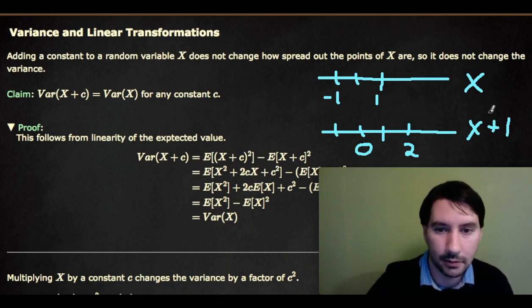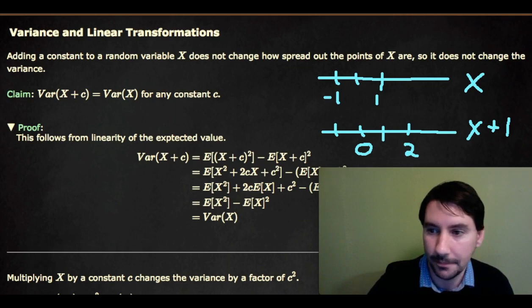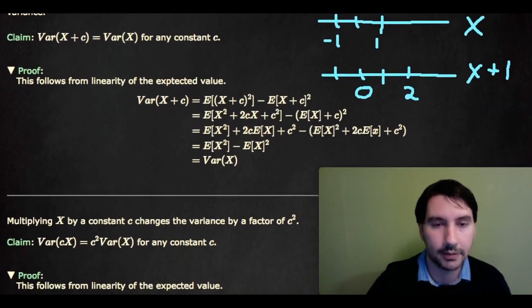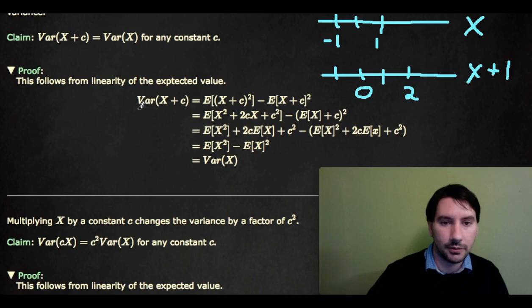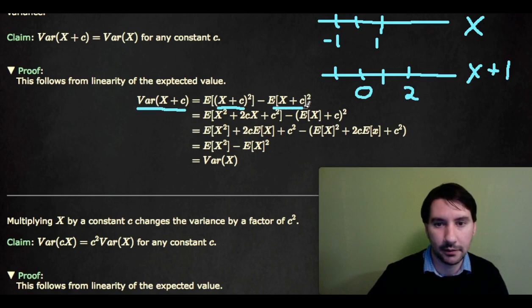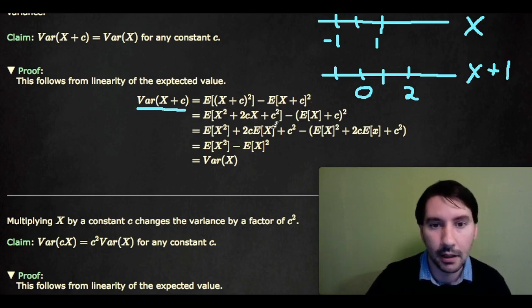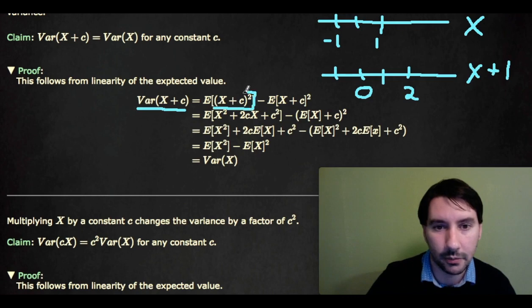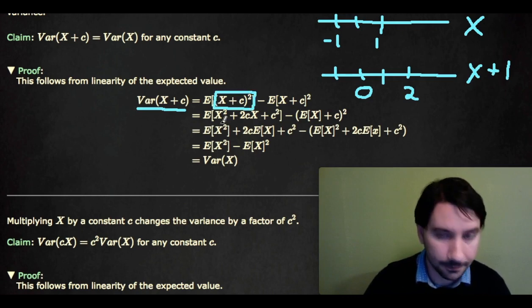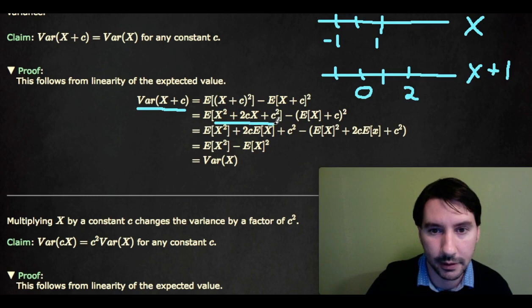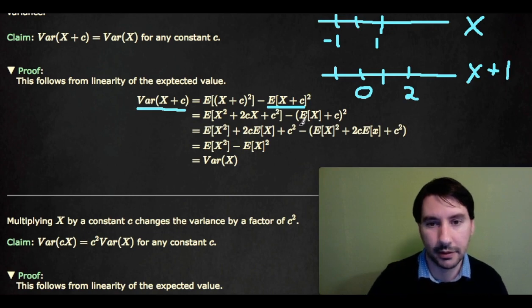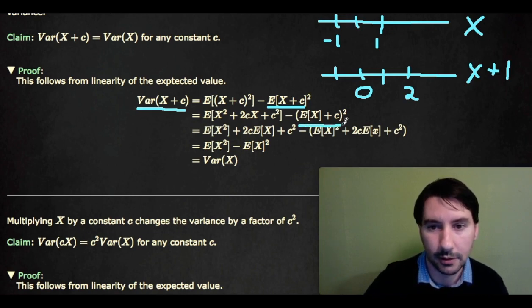And you can use linearity of expected value to show that the variance doesn't change. So using the formula we've been using, the variance of x plus c is the expected value of x plus c squared minus the expected value of x plus c quantity squared. To solve this, we will first square this value, so we get x squared plus 2cx plus c squared, and we will use linearity with this expectation since the square is on the outside. So this is E of x plus c quantity squared.